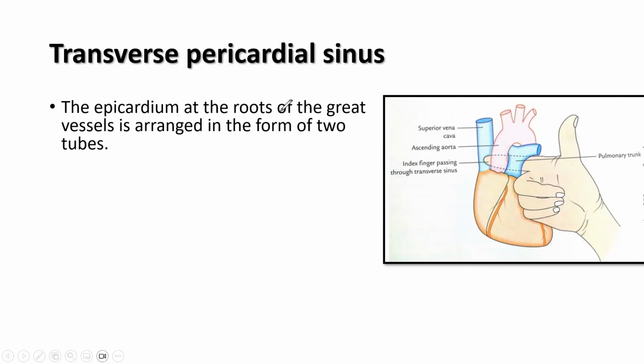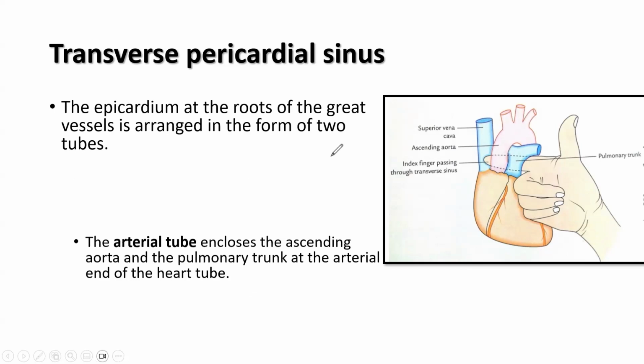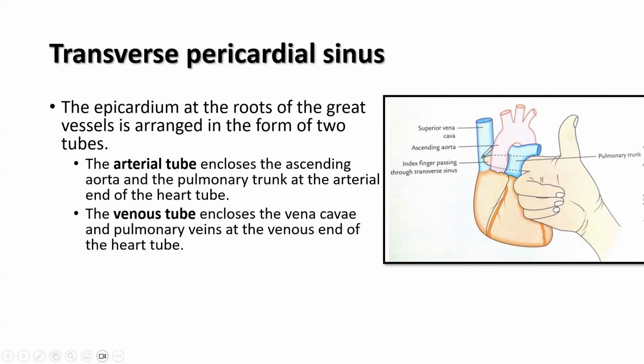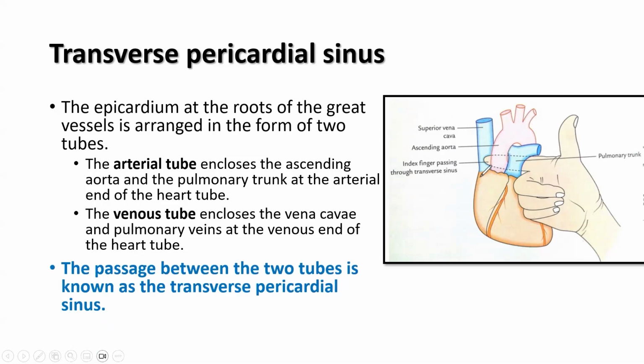The epicardium at the root of the great vessels is arranged in the form of two tubes. One is called arterial tube. Arterial tube encloses ascending aorta and pulmonary trunk at the arterial end of the heart tube. And the venous tube encloses vena cava and pulmonary veins at the venous end of the heart tube. The transverse passage between two tubes is called transverse pericardial sinus.